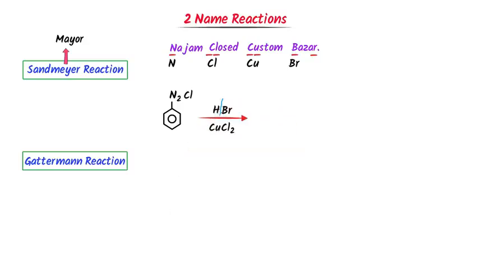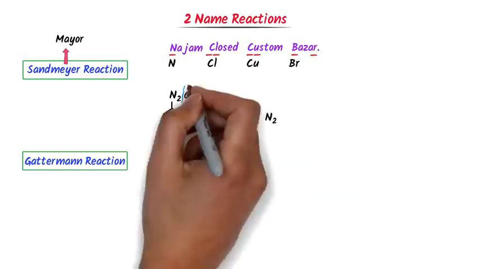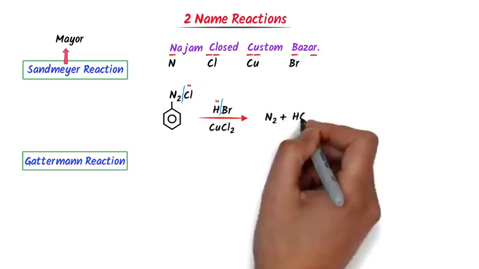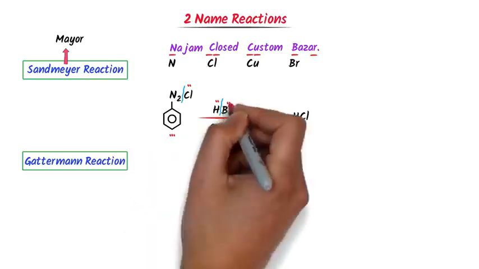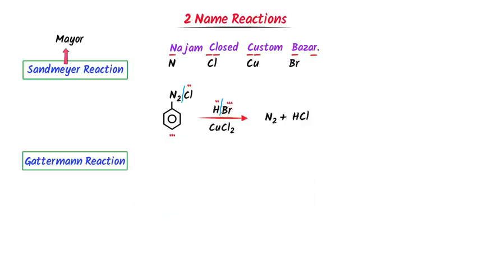I get hydrogen and bromine. I get nitrogen and chlorine. This nitrogen will evolve as nitrogen gas. This chlorine and H combine to form HCl. This benzene ring and bromine react together to form an alkyl halide. So this is the Sandmeyer reaction.